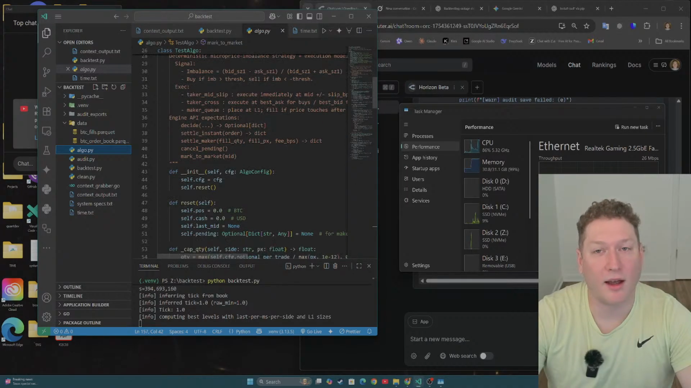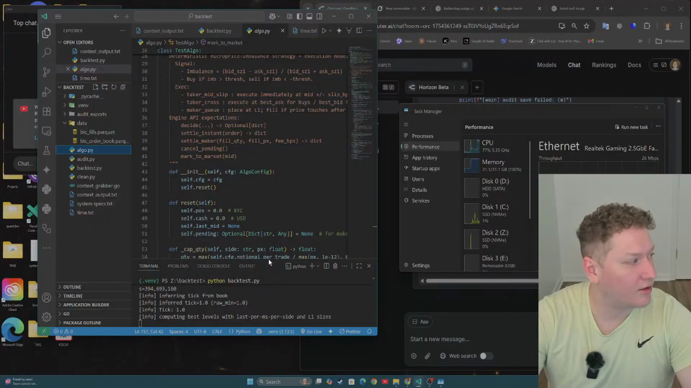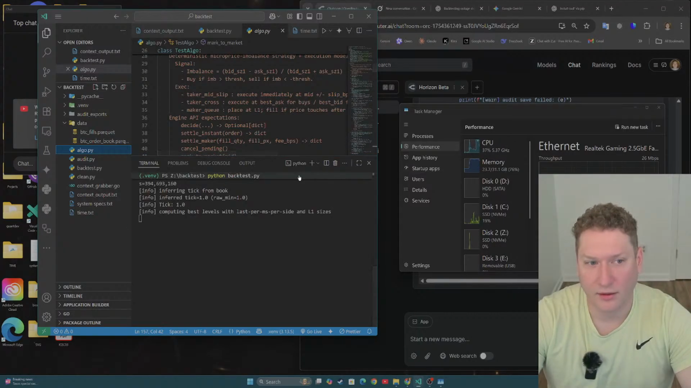Now here's the thing. How long is each backtest going to take? And is it going to crash my computer at all?